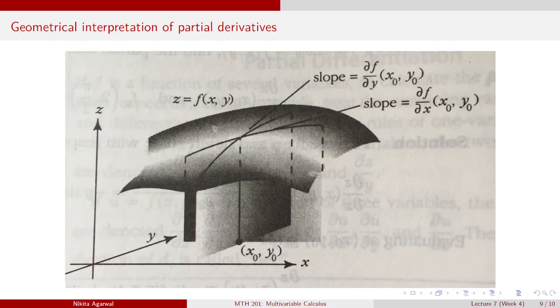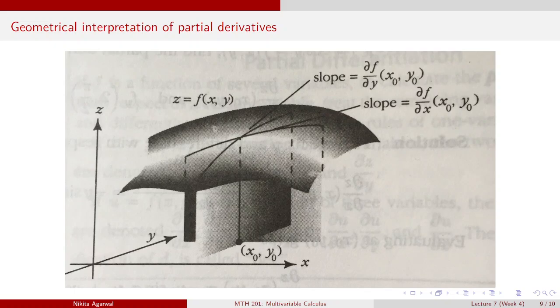Right. So now let us talk about the geometrical interpretation of partial derivatives. This is very important. So remember, what do we do when we calculate the partial derivative with respect to x? We treat y as a constant, and which constant?